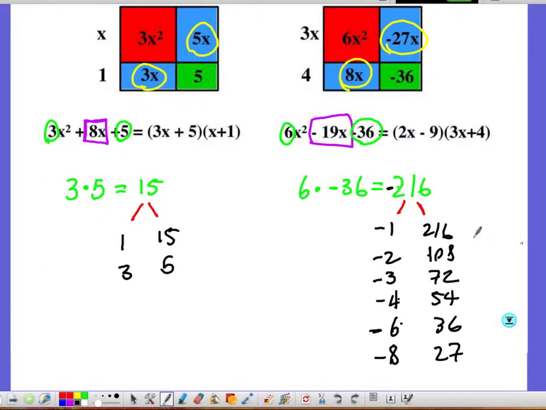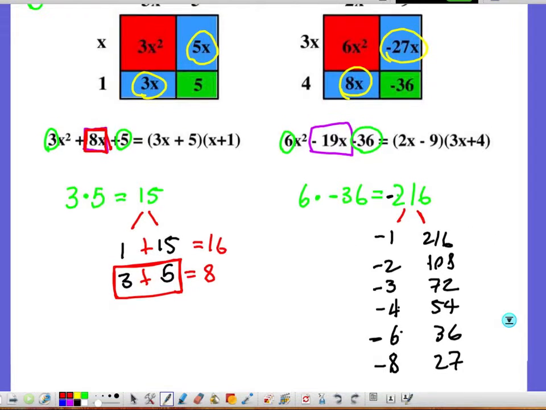What do we do now? Here's the key. What you want to do is find which factors, when you add them together, give you the coefficient of x, which in this case is 8, and in this case it's negative 19. So let's take a look at the first one. Which of these, when I add them together, give me 8? So 1 plus 15 gives me 16. Not what I'm looking for, but take a look at this. 3 plus 5 gives me 8.